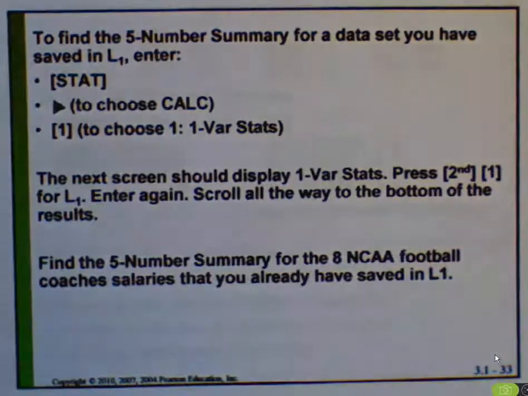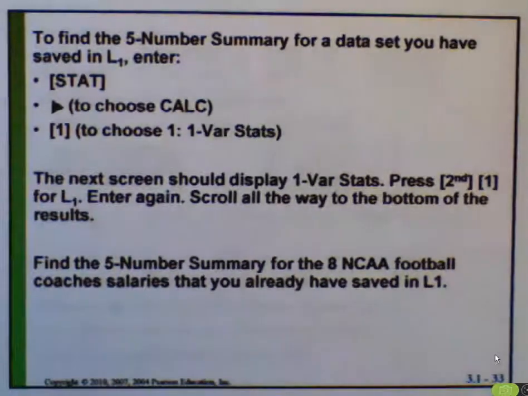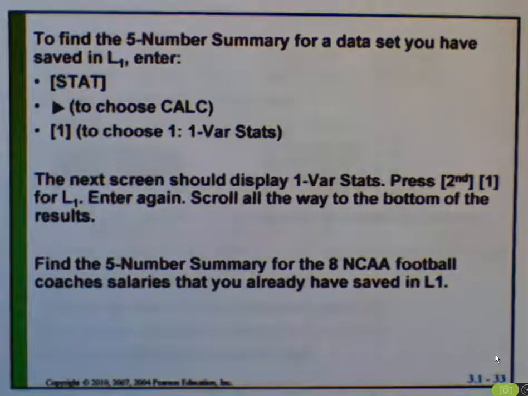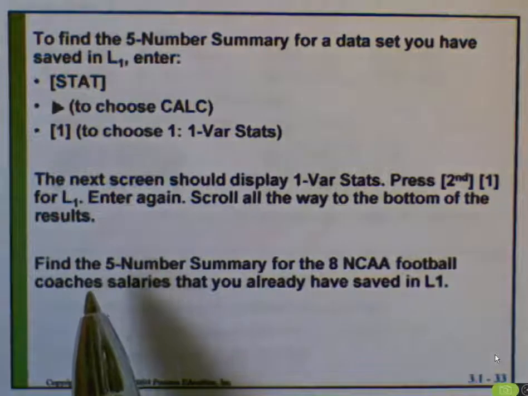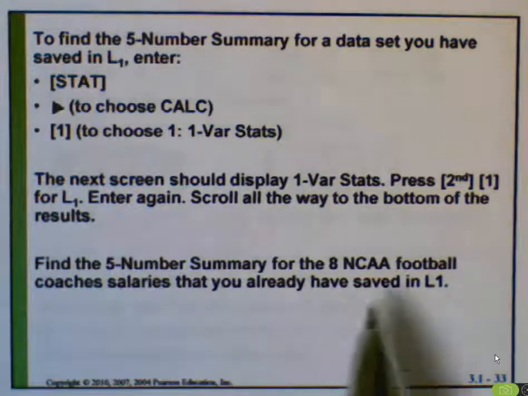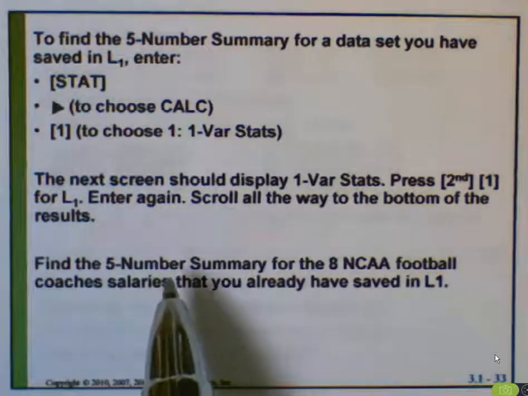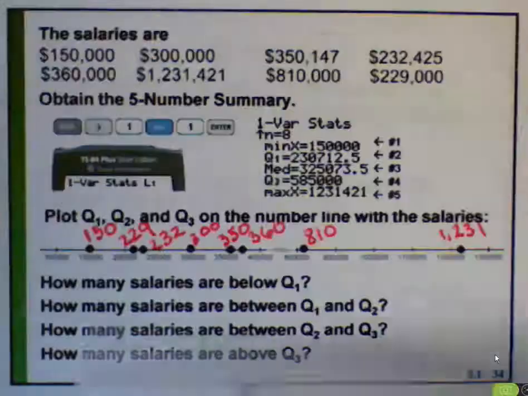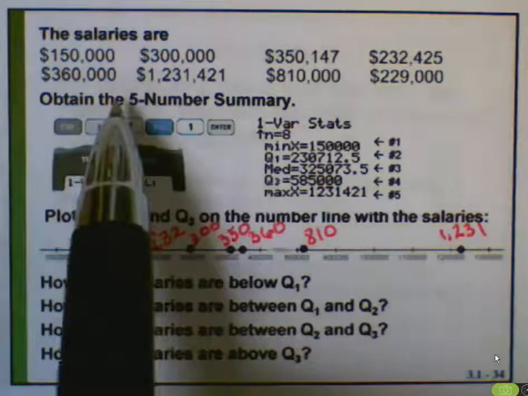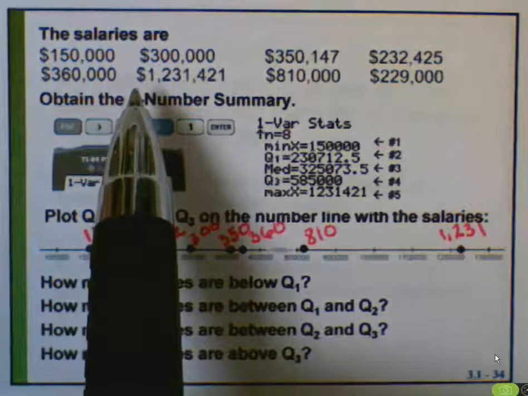Now, the first example that we did in, I believe 3.2, we found the mean for 8 NCAA football coaches' salaries, and then in 3.3 we found the standard deviation for those same 8 NCAA football coaches' salaries. Now we want to find the complete 5-number summary. I've typed those 8 salaries at the top of this slide so you can put them back in your calculator if you've erased them for some reason.